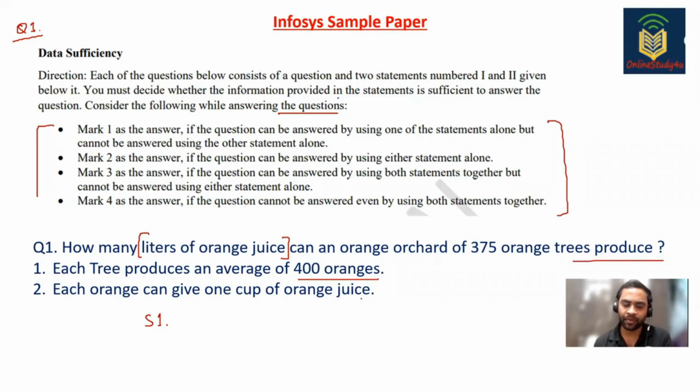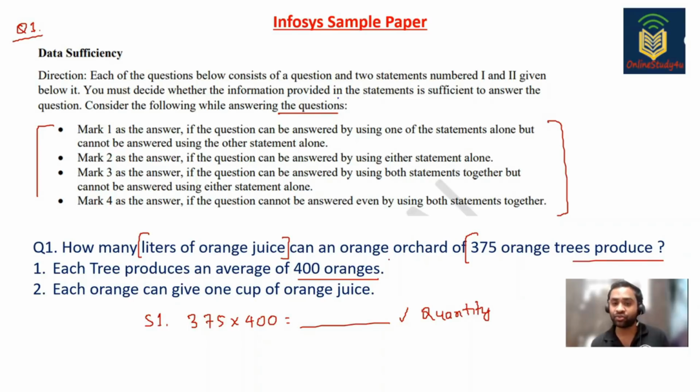See, from the first statement we will be able to know the number of oranges, right? Total 375 orange trees are there, and each tree is producing an average of 400, so we will get this many oranges. We do not have to calculate or multiply anything. It is very clear from statement 1 that we will be able to get the quantity of oranges. But what has been asked in the question is how many liters of orange juice we will get. So statement 1 alone will not give us that.